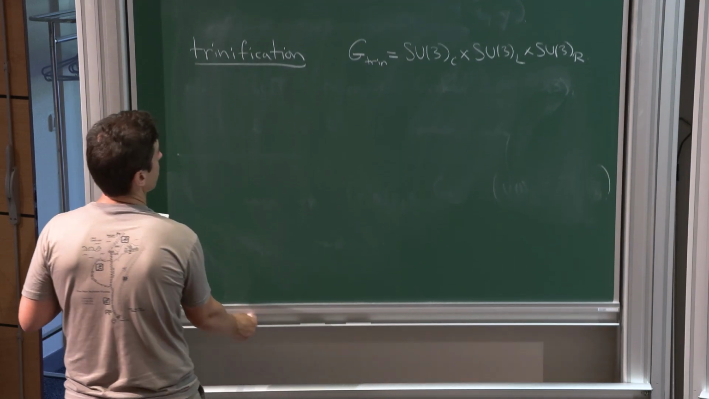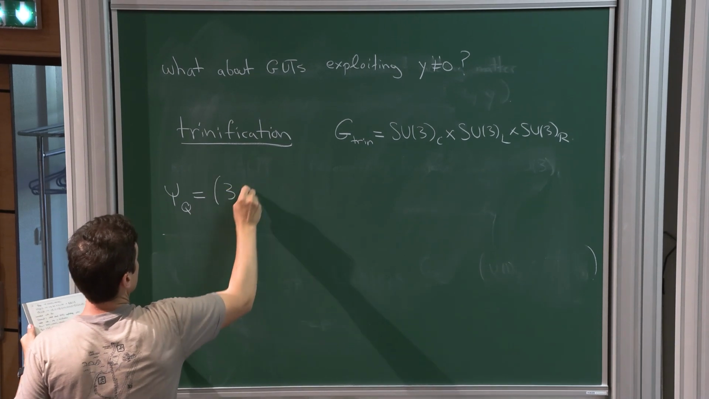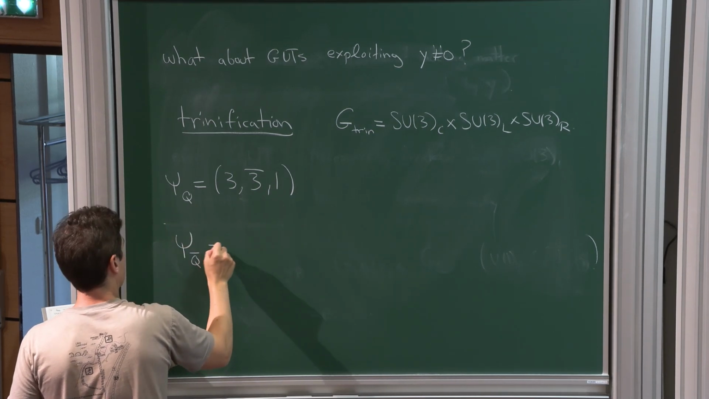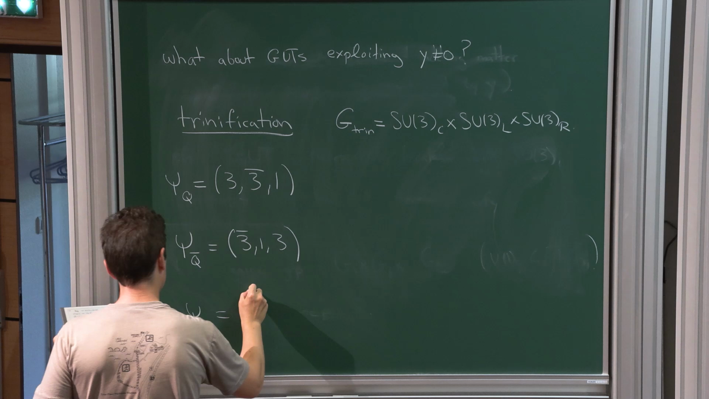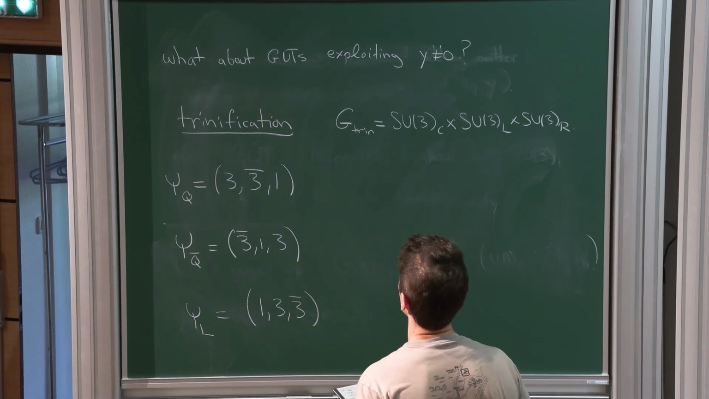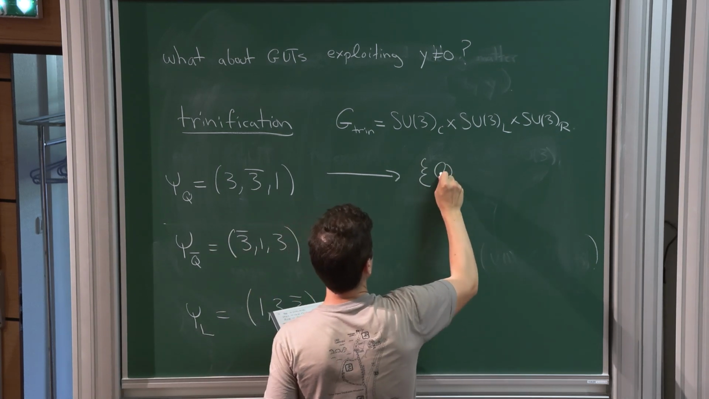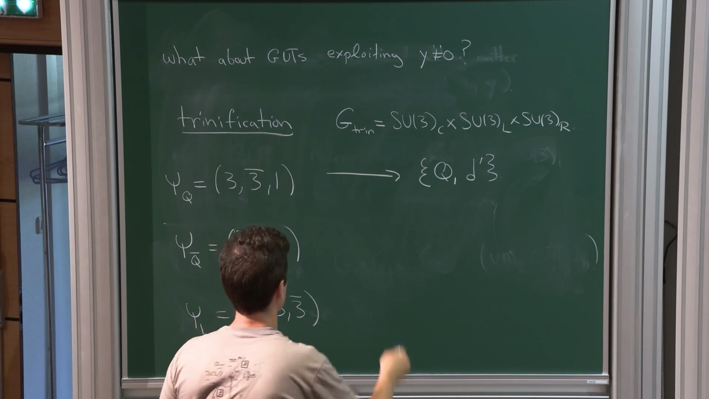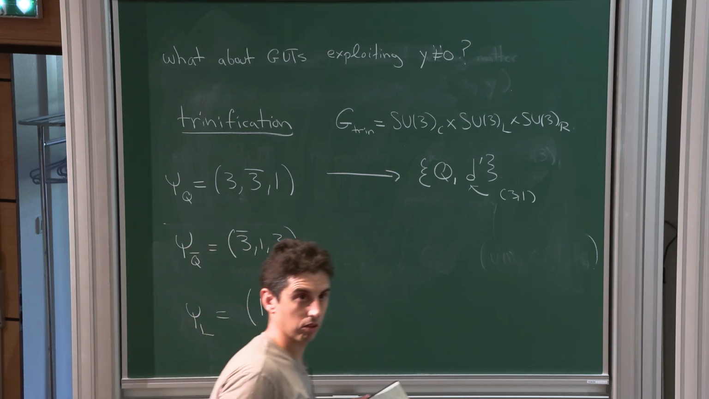What are the matter multiplets in trinification? They come in 3. Again, the name is apt. So there's 3 bar, 1. There's 3 bar, 1, 3. And there's 1, 3, 3 bar. Now, when we do the Higgsing to the standard model, we find something a little bit strange. So this has Q, but it also has somebody new, which I'll call D prime, a new down type quark. So this one here is in a 3, 1.